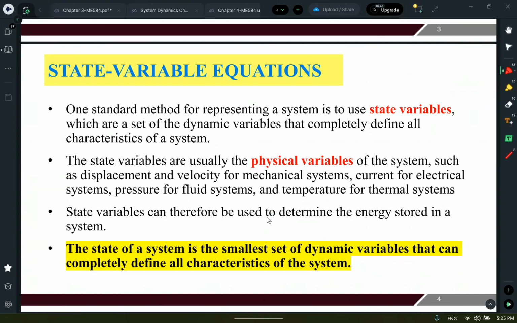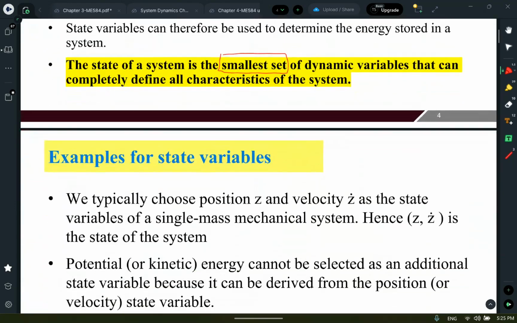There are some requirements for the state variables. First, the textbook definition for a state variable is the smallest set of dynamic variables that can completely define the characteristics of the system. Which means that you shouldn't have redundancy in that smallest set. You see what I'm saying? When people say that you are dealing with the smallest set, it means that you shouldn't have any redundancy in there.